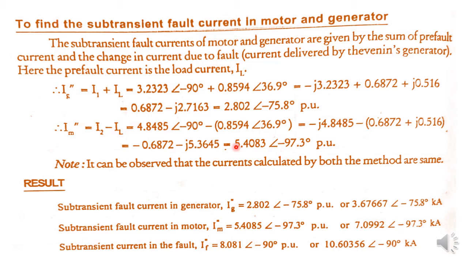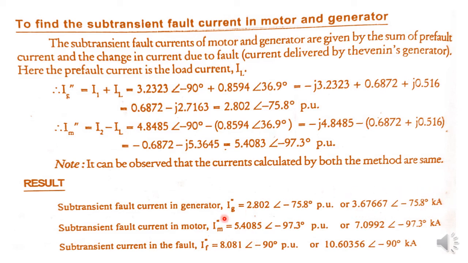Till now, our calculated values are in per unit. To get actual values, we need to multiply with the base value. So Ig double dash equals 2.802 at an angle of minus 75.8 degrees pu. This is the subtransient fault current through the generator in per unit. And to get the actual value, we need to multiply this value with the base current, that is 1312.16 ampere. Calculating, we got 3.67667 at an angle of minus 75.8 degrees kiloamperes, and this is the actual value of subtransient fault current through the generator.